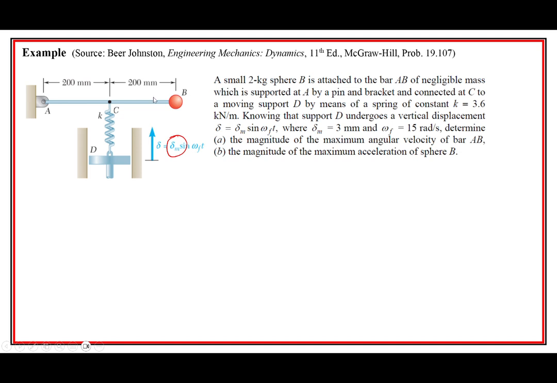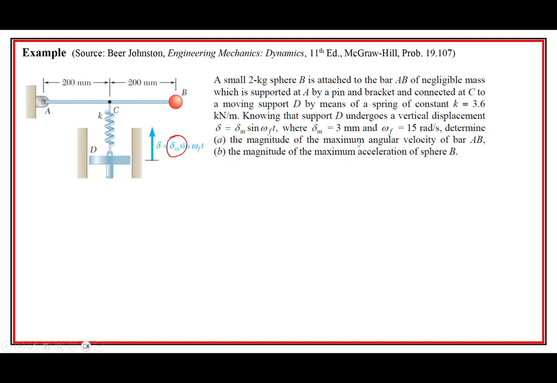So we have this sphere of 2 kilograms, and it's suspended by this massless rod. It's got a spring attached to it of 3.6 kilonewtons per meter, and it has a forcing base motion, right? So you can picture that the base of where the spring is attached is moving back and forth with a magnitude of 3 millimeters and a forcing frequency omega f of 15 radians per second.